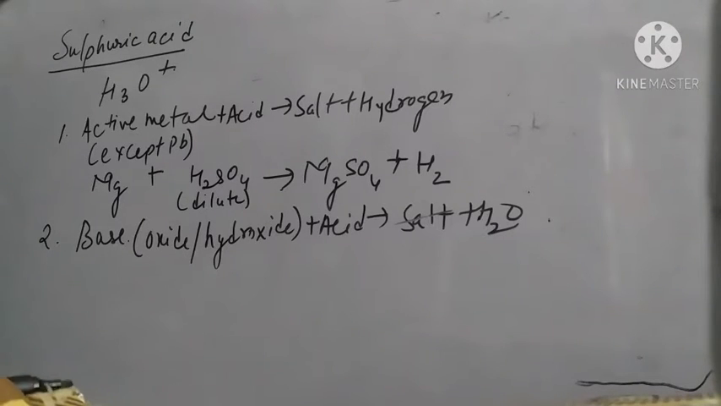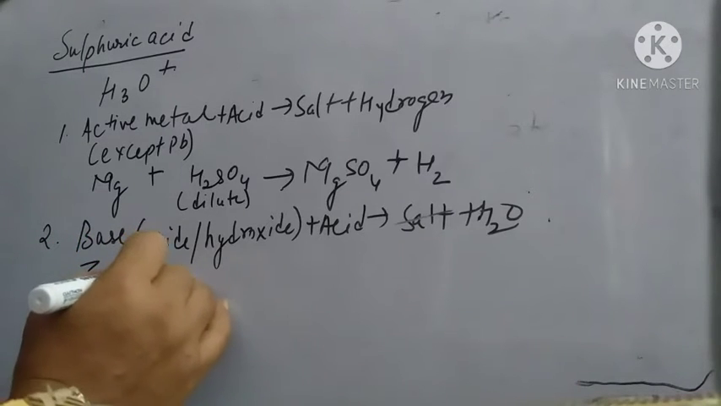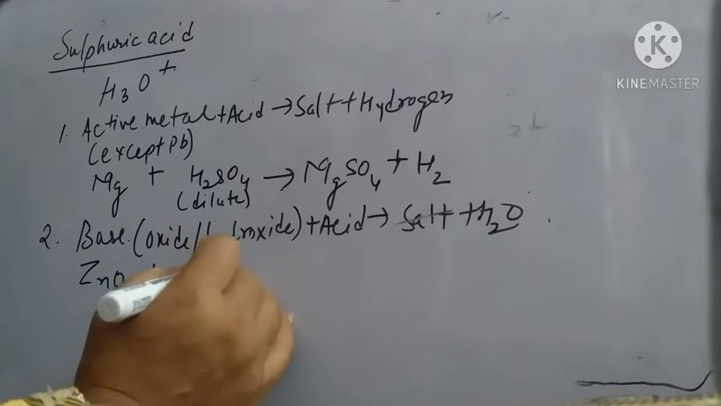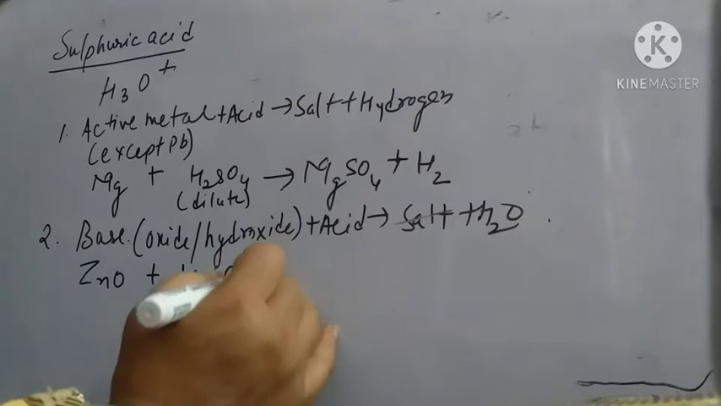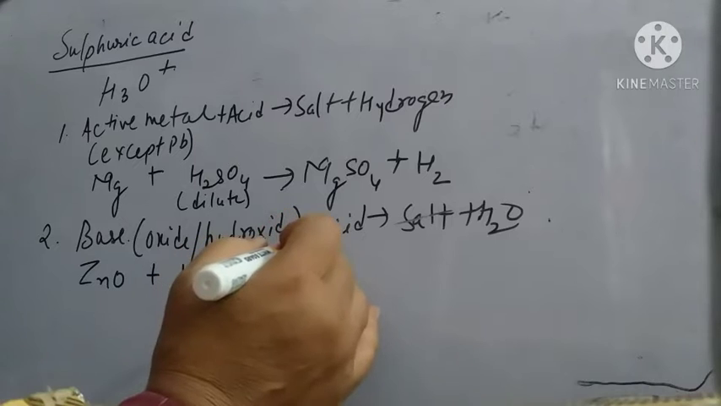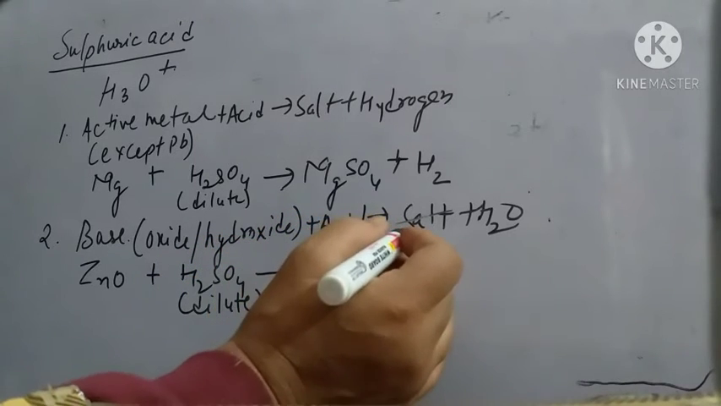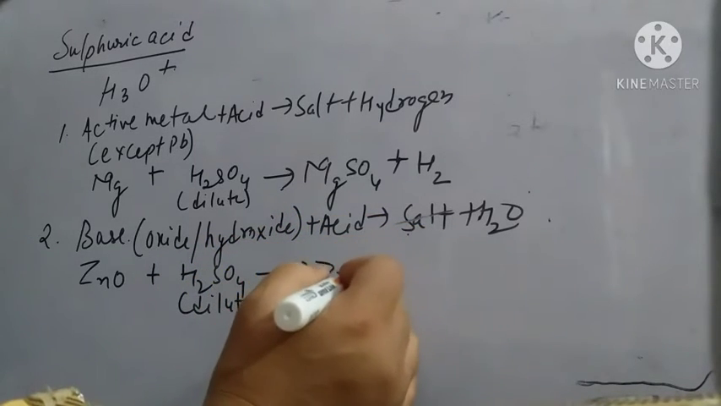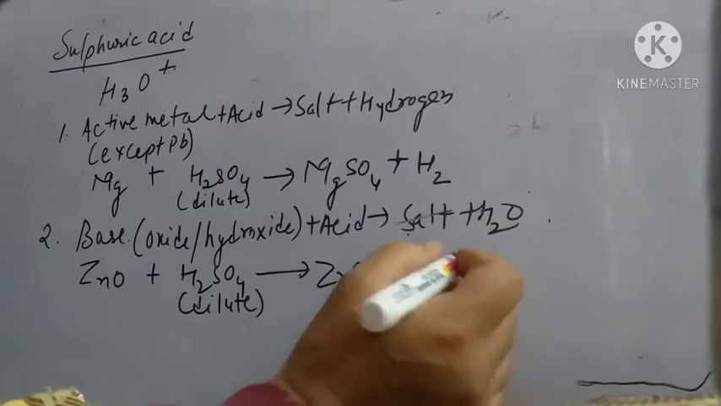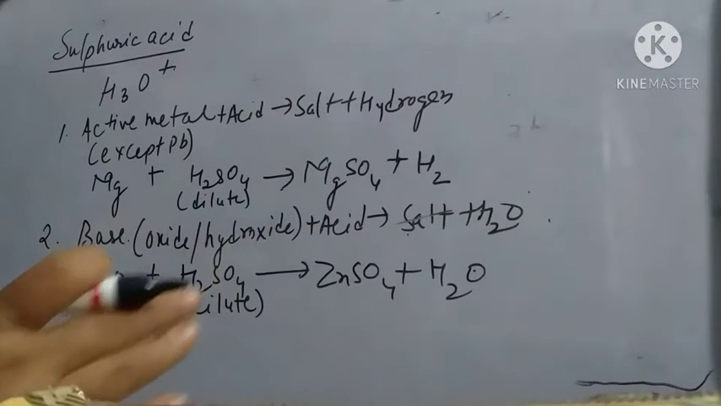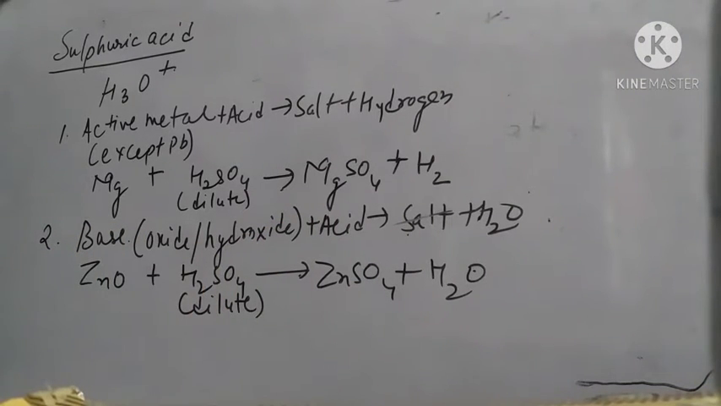For example, if we take zinc oxide plus dilute sulfuric acid, it will lead to the formation of the salt zinc sulfate plus water. Salt plus water. We only have to keep in mind the statements of all the reactions.